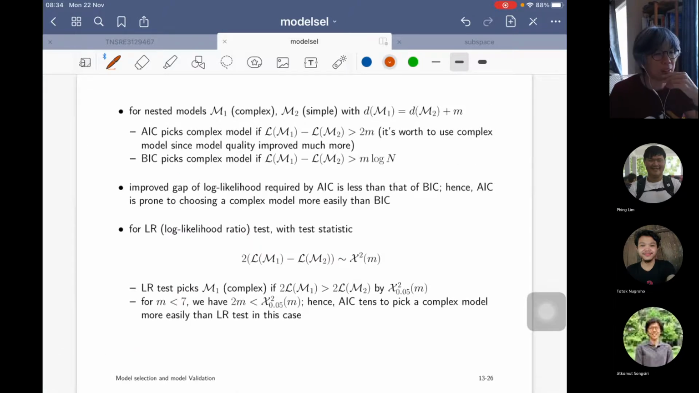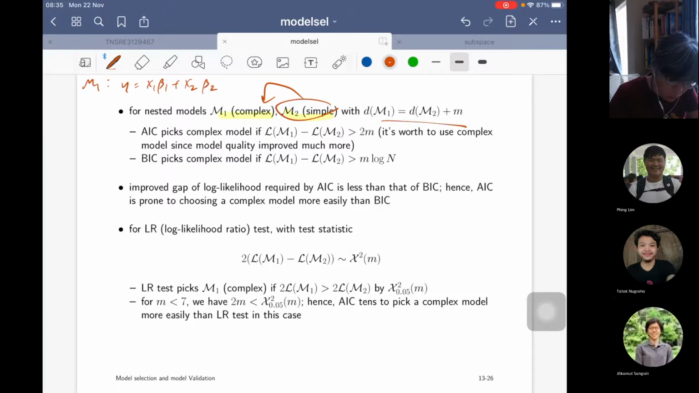Now let's compare each model selection score a little bit. Suppose I have two scenarios. I have a complex model and a simple model. These models are nested. Model M1 is more complex, but model M2, which is simple, is nested in model M1. For example, let me put it in this way.